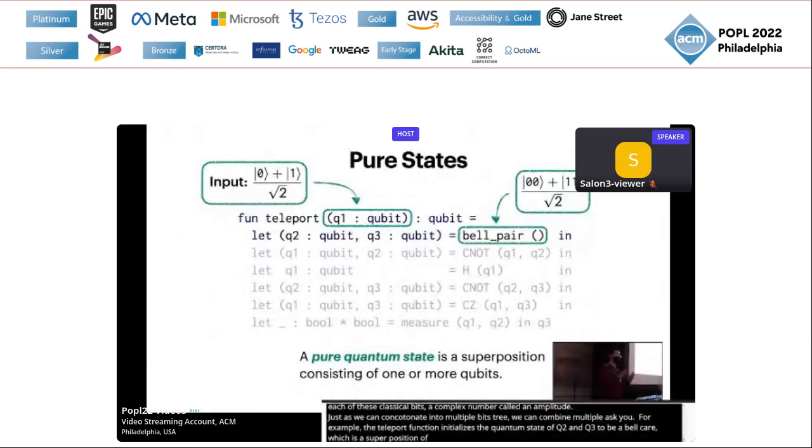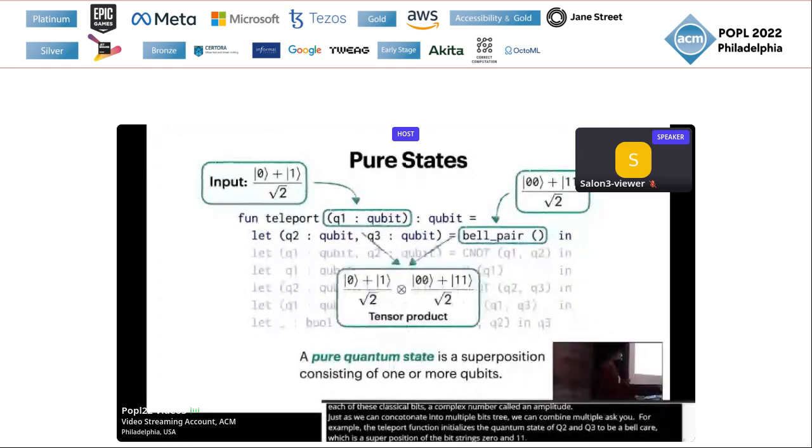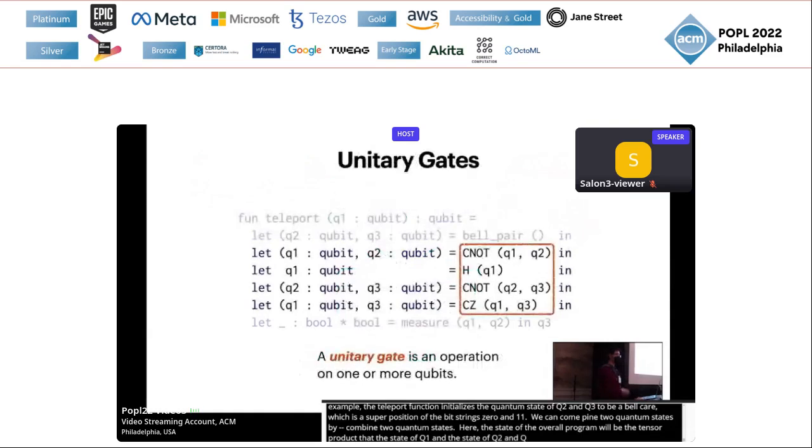We can combine two quantum states by taking their tensor product. Here, the state of the overall program will be the tensor product of the state of Q1 and the state of Q2 and Q3. Quantum computation works by applying operations called unitary gates on these qubits. For the purposes of this talk, you don't need to understand the specifics of unitary gates. You only need to know that each one has a semantics that maps one quantum state to another.